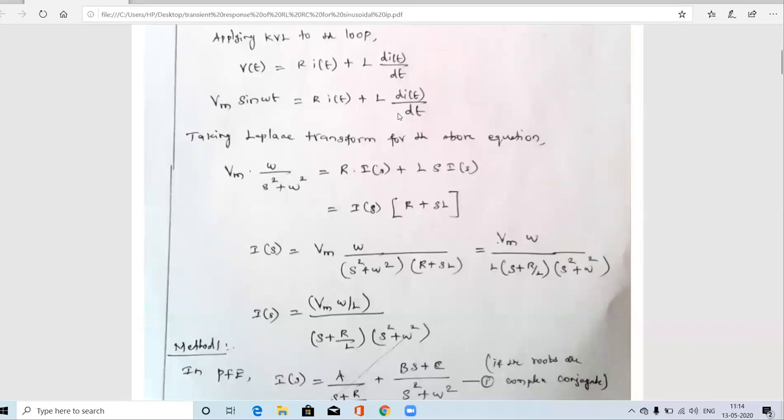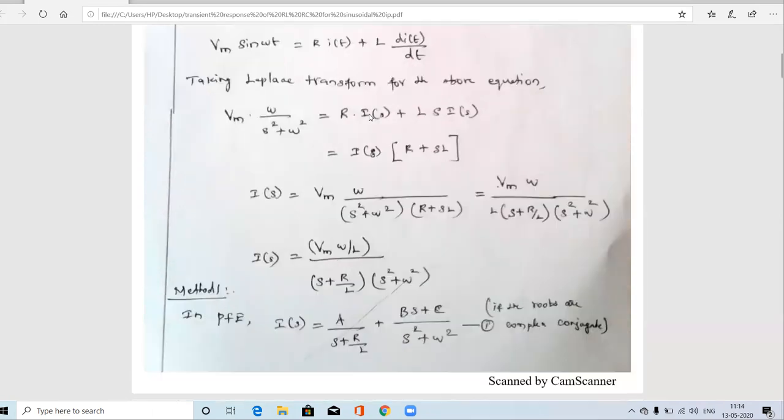Capital I of s. Then plus L into the Laplace transform of the differentiation of the function i of t, which is s into I of s minus i of 0. Here we are considering the initial current to be 0, that's why we neglected it. This is the equation. From this, in these two terms I of s is common, so you take I of s common. So we have to write it as R plus sL.